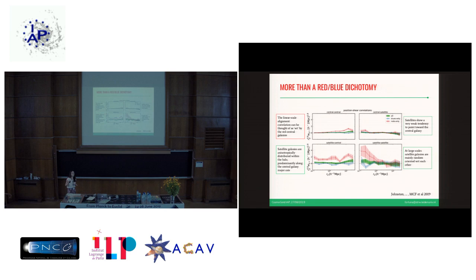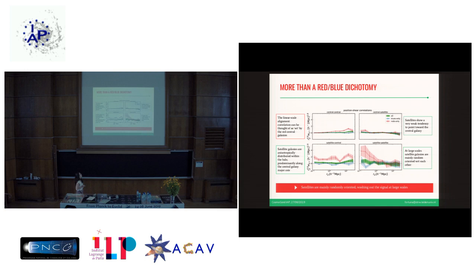And here we can see, on the two panels on the right, that satellites, where they are contributing with their shapes, are really suppressing the signal at large scales. So they do not align at large scales. And the central, the red centrals, are basically those that bring all of the signal at large scales, which is then just dampened by the presence of blue and satellites. So, as I just said, satellites wash out the signal. This is the takeaway message of this study.